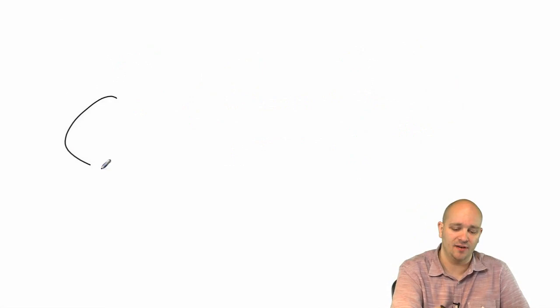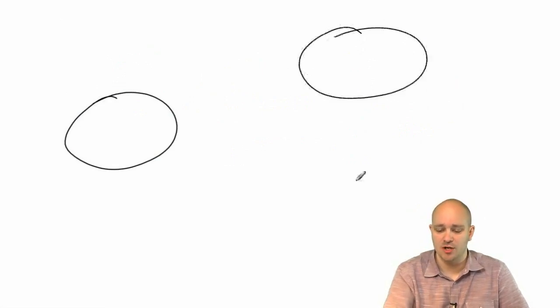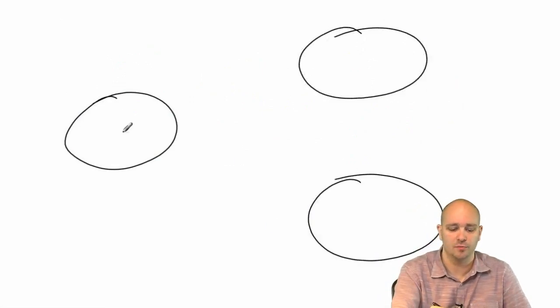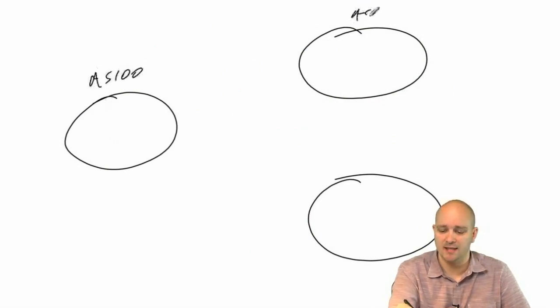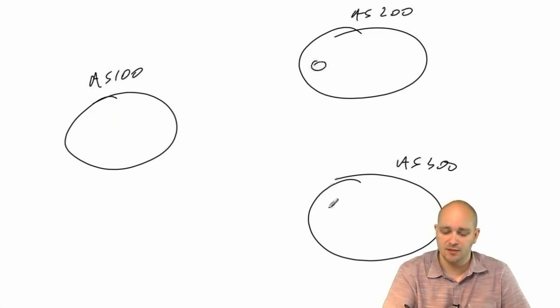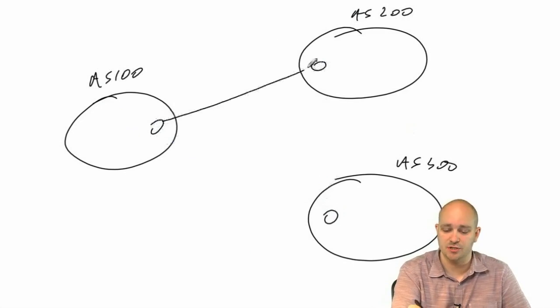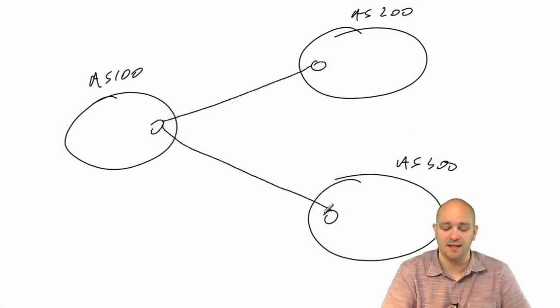However, where MED will be completely ineffective is in a situation where we had, let's say, 3 autonomous systems here, and let's say that we had AS100 here, and AS200 here, and let's say AS300 here, and let's say that we had peering sessions that looked like this.